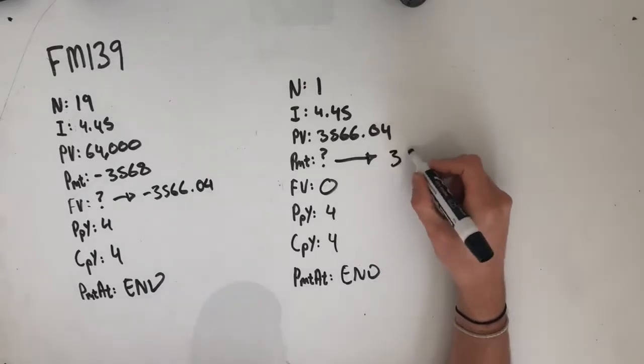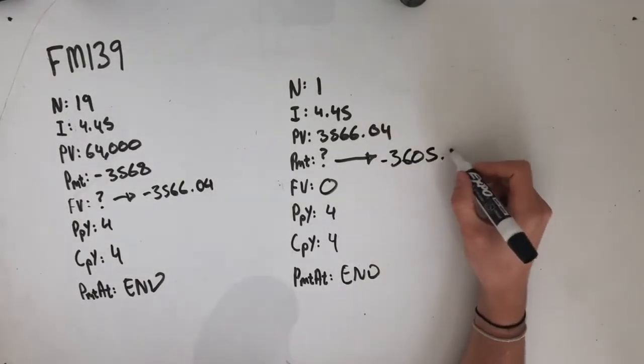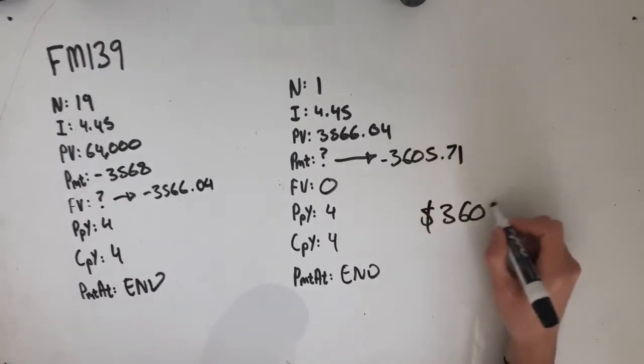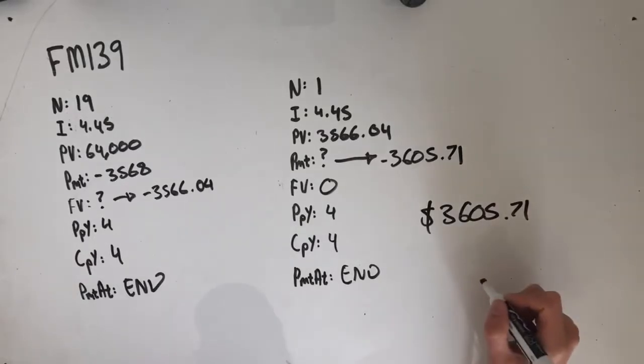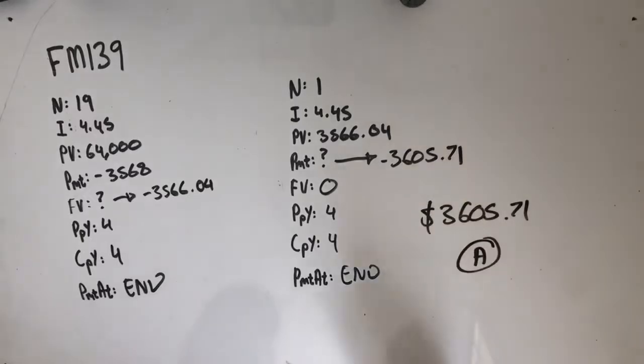So plugging this into Finance Solver to calculate the final payment, you should get an answer of 3,605, or I should say negative 3,605.71. So his final payment is going to be $3,605.71, which of course is going to be option A.